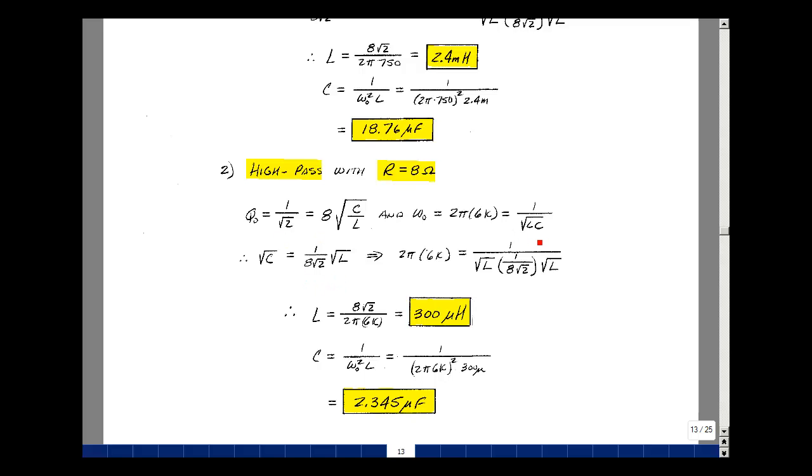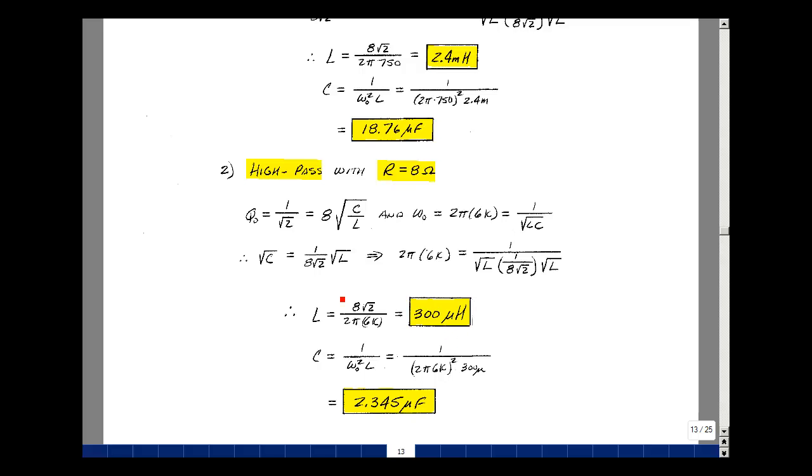And from this equation, think of this as 1 over the square root of C times the square root of L, and we'll substitute in for the square root of C this term right here. 2 pi 6k equals 1 over the square root of L, times the square root of L over 8 square root of 2, times the square root of L. Multiplying these two, we get the square root of L squared. We'll put that over here as L. The reciprocal of this becomes 8 square root of 2, and then we've got this divided over here by 2 pi times 6k, and that turned out to be 300 microhenries.